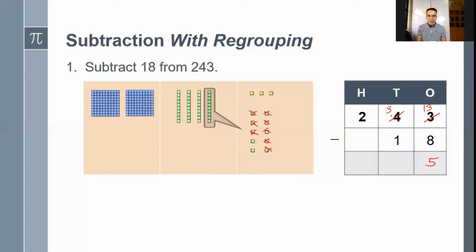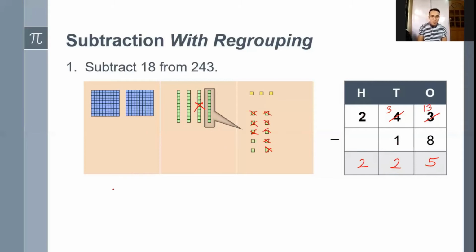For the tens, we have here 3 tens minus 1 ten. We don't have to regroup here because we have enough tens. So from 3 tens, we're going to take away 1 ten. We have 2 tens left. Therefore, 3 minus 1 is 2. And for the hundreds, we have 2 take away nothing, so it's just 2.